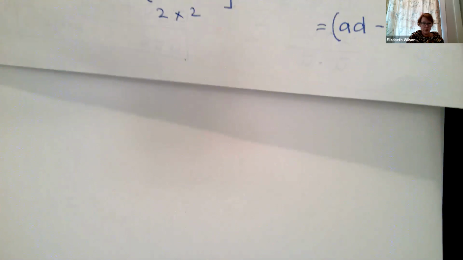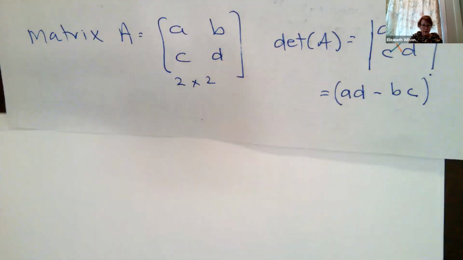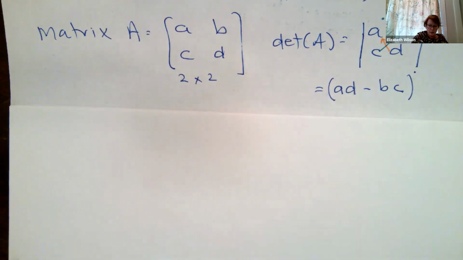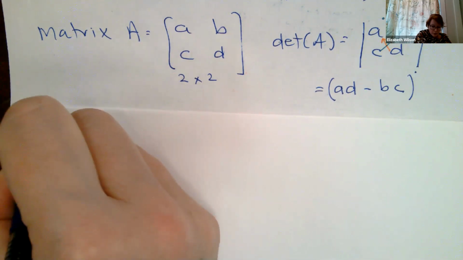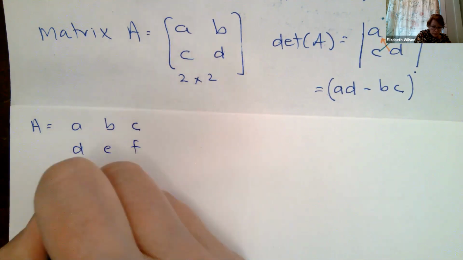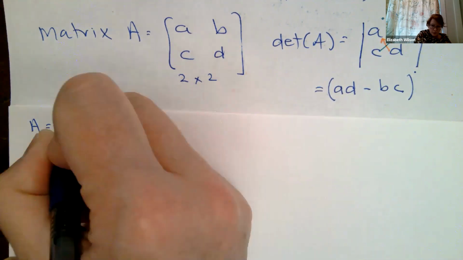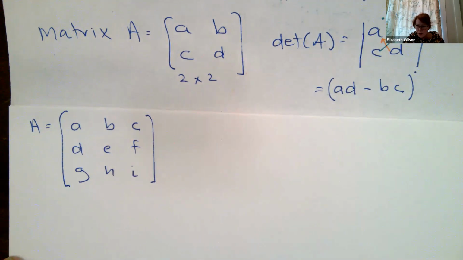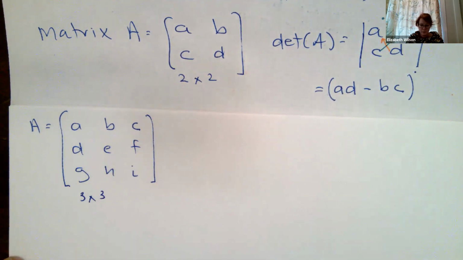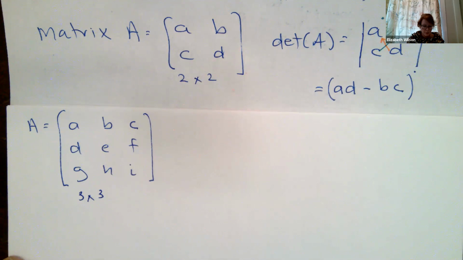Now I'm going to extend this. Let's leave that there like this. I'm going to extend this to talking about a 3 by 3 matrix, which is what we're going to use in our cross product. Let's say A is equal to, let's call it, A, B, C, D, E, F, G, H, I. So this is what we call 3 by 3: 3 rows and 3 columns. Okay, so these matrices have to be square. So I've got a 3 by 3 matrix.